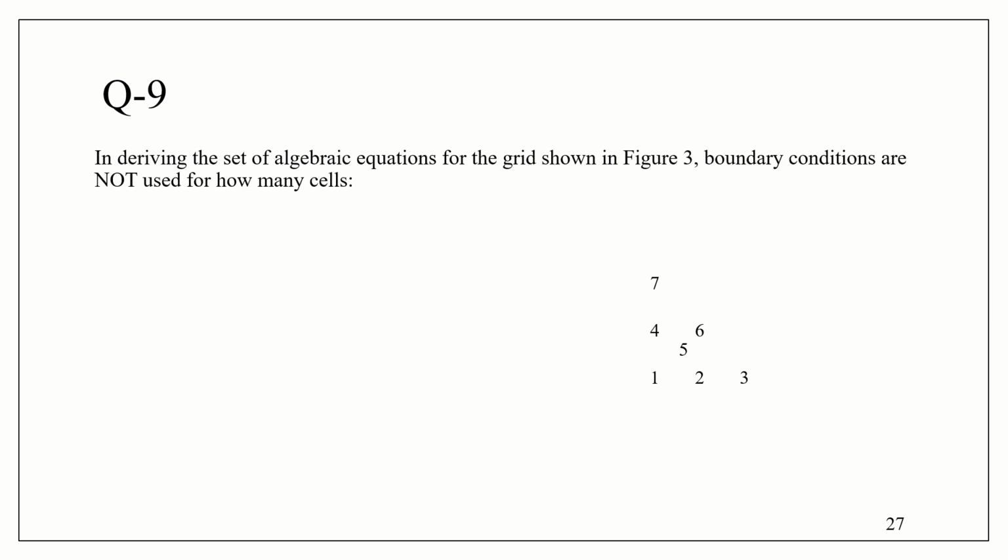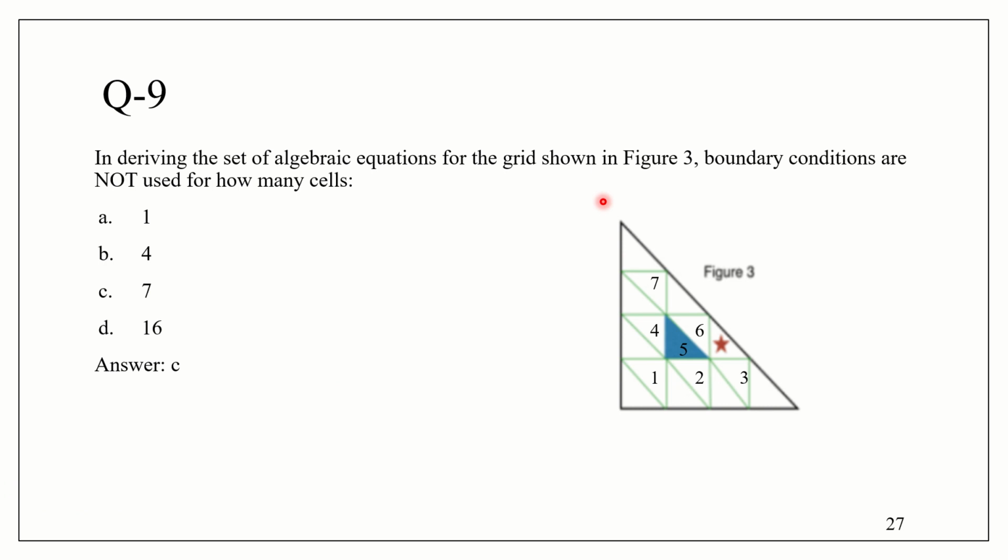Now we'll go to question 9. It is asked: in deriving the set of algebraic equations for the grid shown in figure 3, boundary conditions are not used for how many cells? Option A is 1, option B is 4, option C is 7, option D is 16. First we will look at figure 3, and it is option C actually.